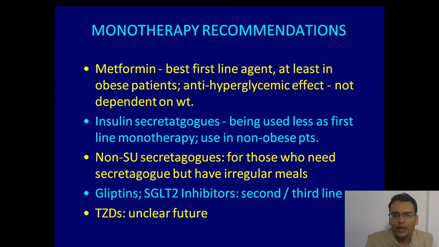However, in patients who have financial constraints and who could follow a strict dietary regimen, which is a regular dietary schedule, these are very good agents and could be used as a first line monotherapy or in combination with metformin. Non-sulfonylurea secretagogues are especially useful in patients who have irregular meal schedules because they have a shorter duration of action. Gliptins are mainly used as second line agents along with SGLT2 inhibitors, as second or third line agents after metformin and sulfonylurea in resource constrained settings. For thiazolidinediones, these are only being used in very specific cases. The future for them is not very clear.